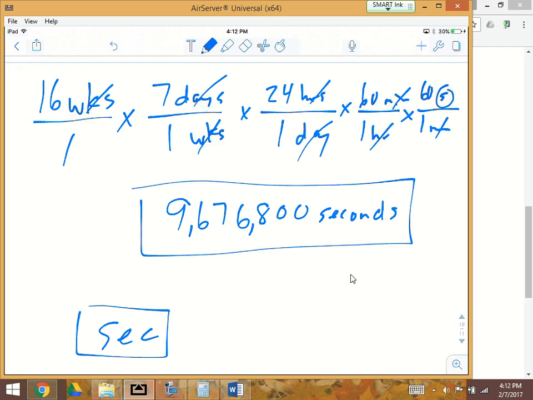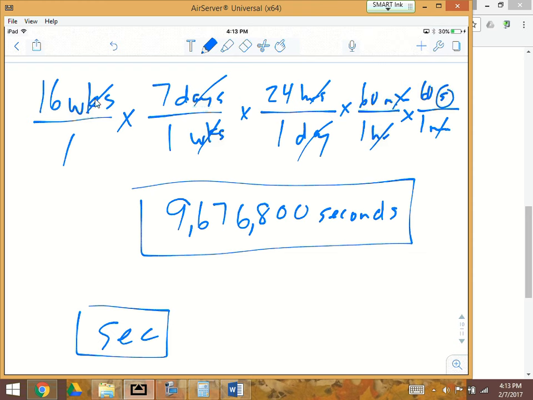So that sure is a lot of seconds, and that's 16 weeks. So if you think, 16 weeks is about 4 months. So in 4 months, 9,676,800 seconds go by.